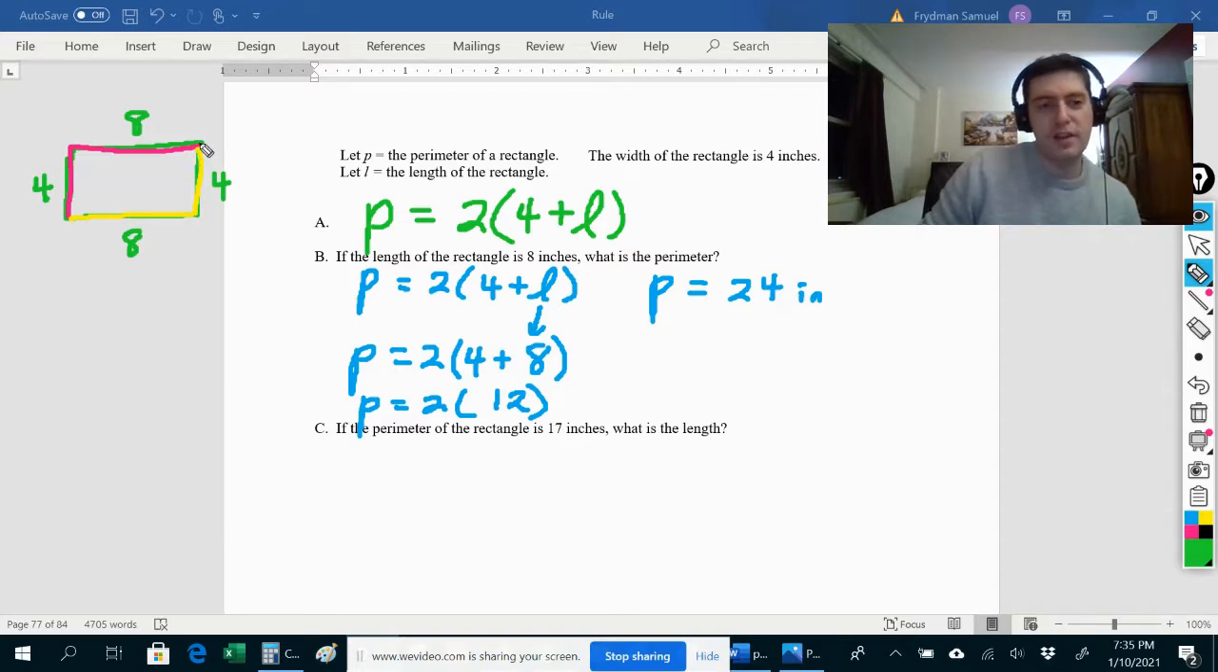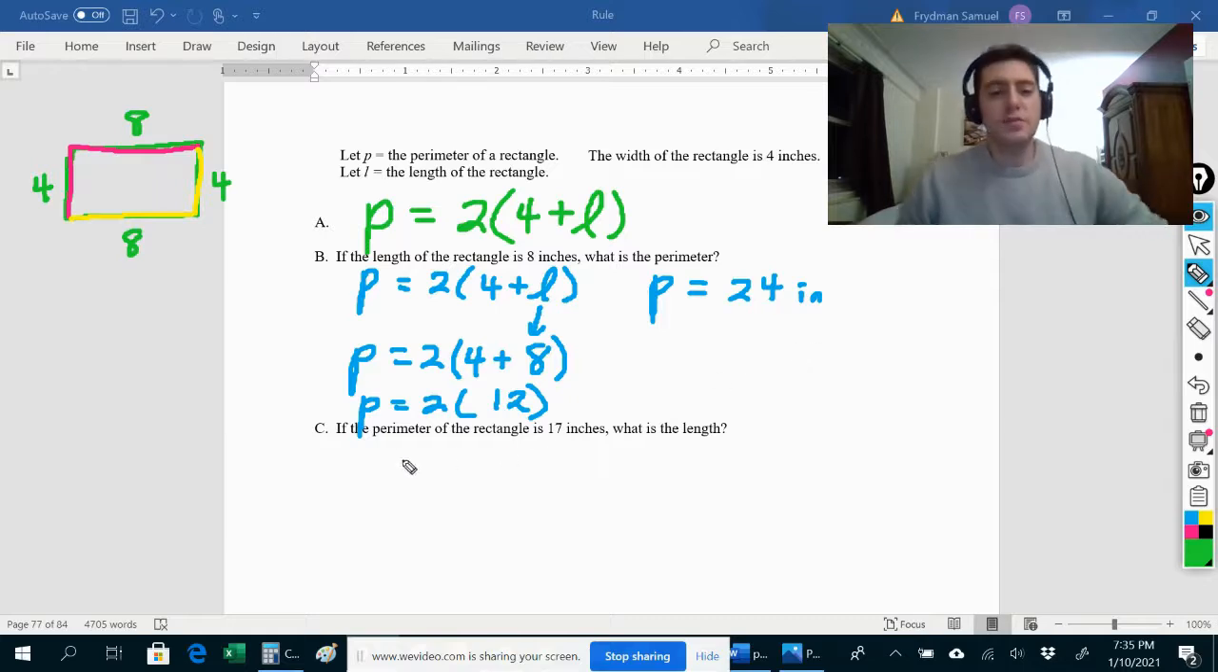Or I could say 8 plus 4 is 12. Okay, and then the length of this is the same as the length of this, so I do 12 times 2, and that will also give me 24. That's more how I did it over here, this way. Now let's move on to the next problem, problem C.